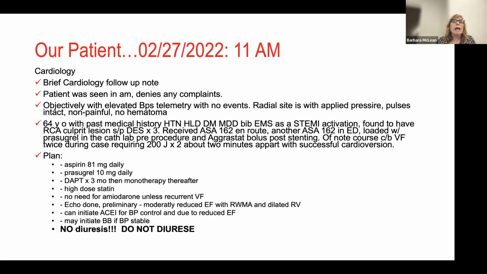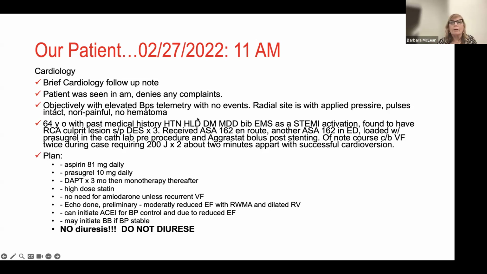Okay. At 11 a.m., so the first EKG was at 3:30. Now we're at 11 a.m. Cardiology has seen the patient. Patient seems like he's feeling pretty good. He's got elevated blood pressure. He actually went to the cath lab. He had a TR, or he had a radial insertion. So his radial site actually is applied with a TR band. His pulses are intact. Everything seems okay.